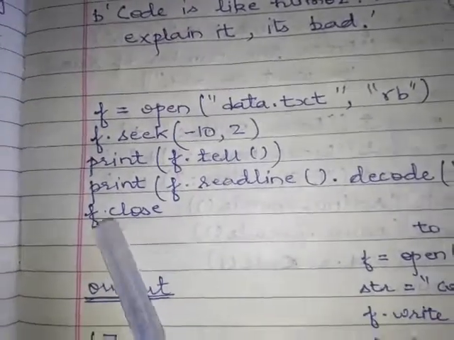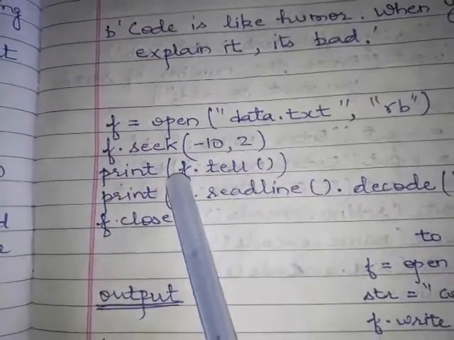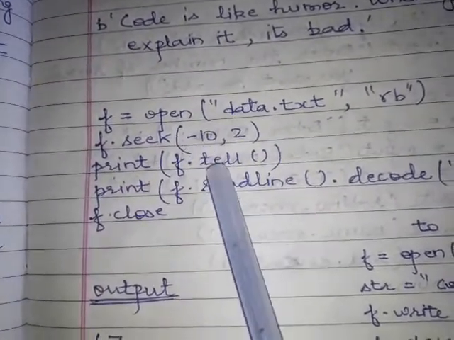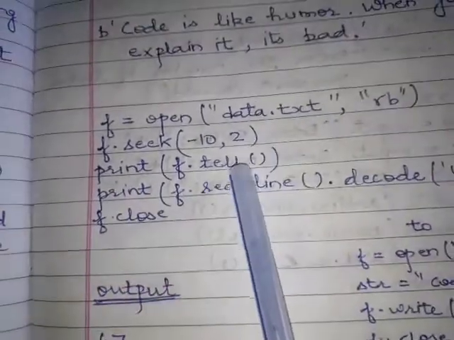Print f.tell. The f.tell will show the position of the file handler. This will return 47. f.tell will return 47.